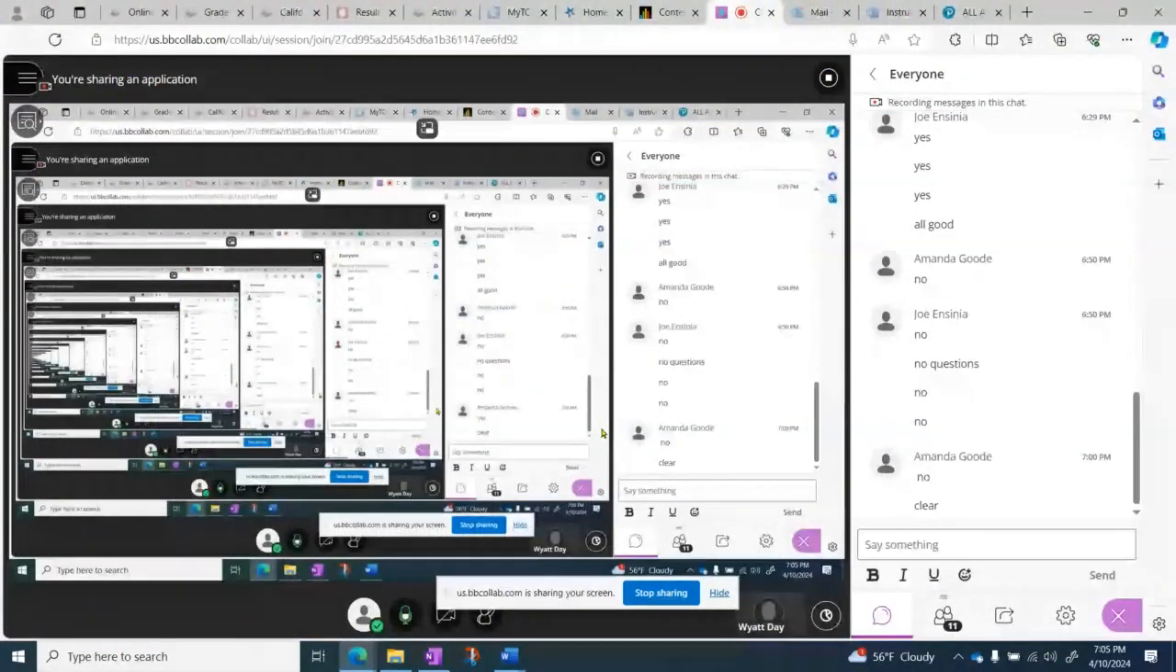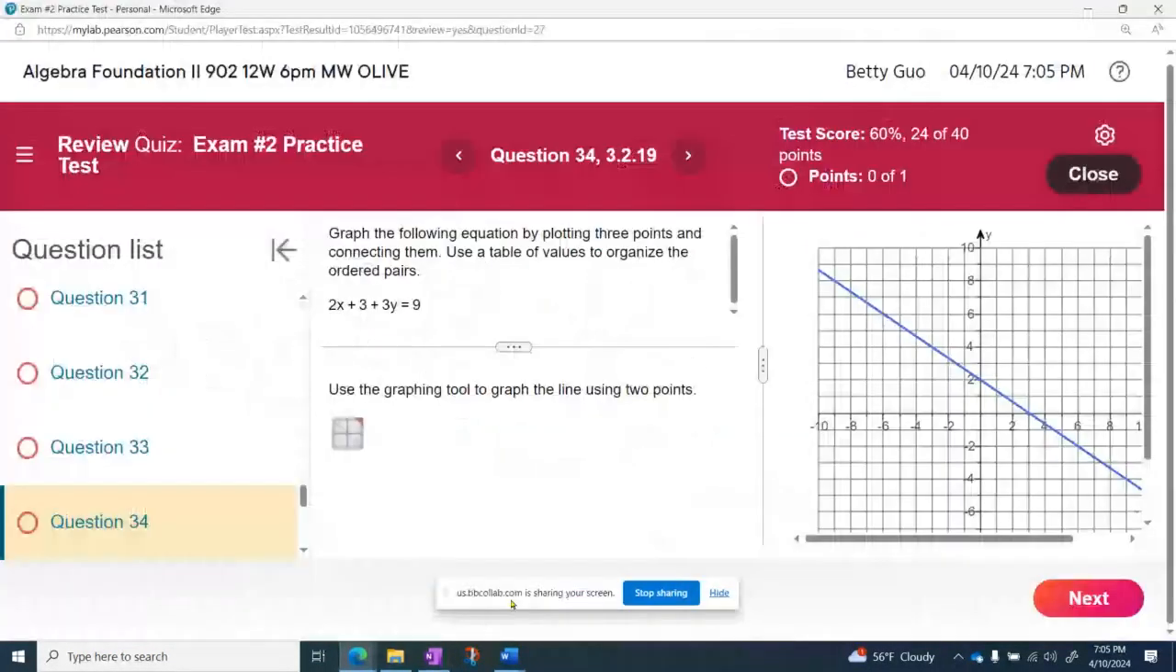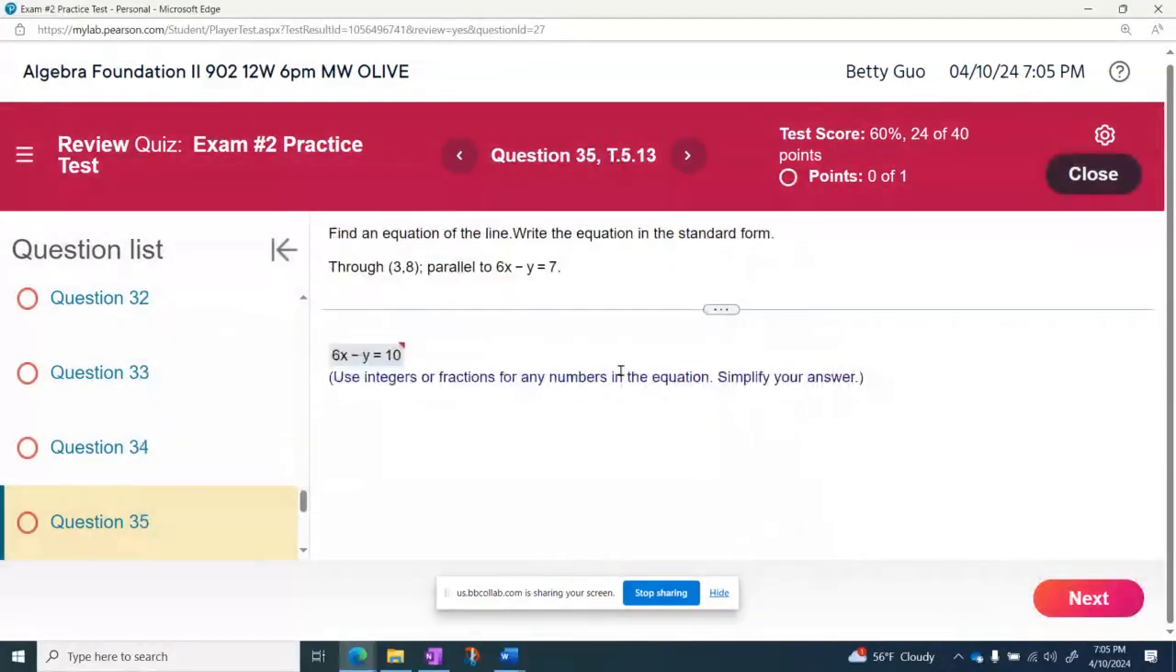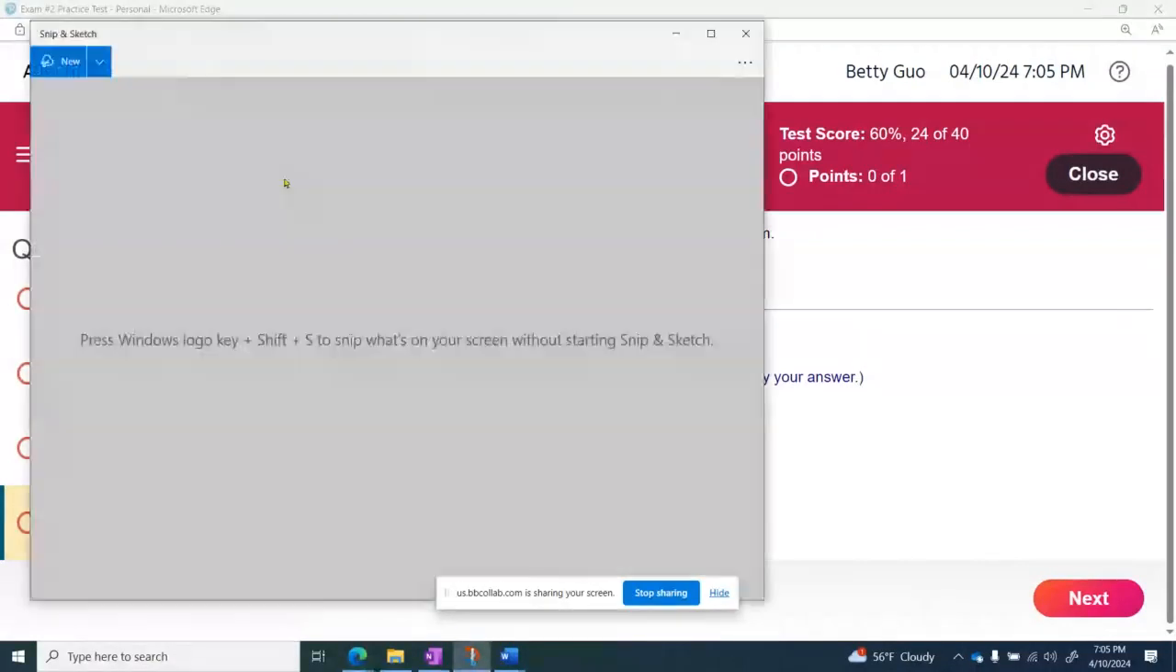Okay, thank you, Amanda. Then we can move to the next, the same as ours. (3, 0) is here, (0, 2) is here, a line here. Next, find an equation. Let me copy, paste.